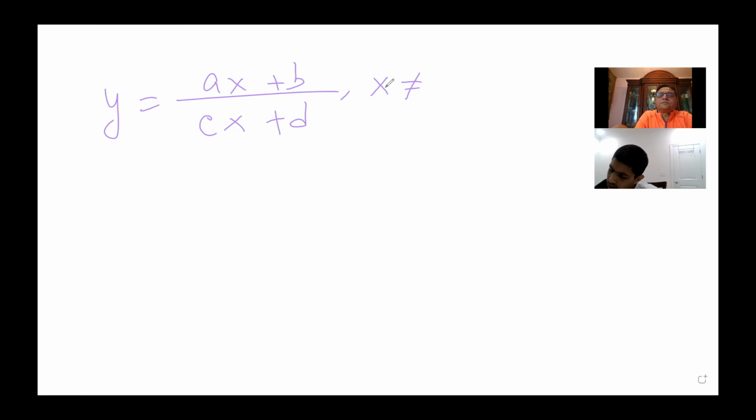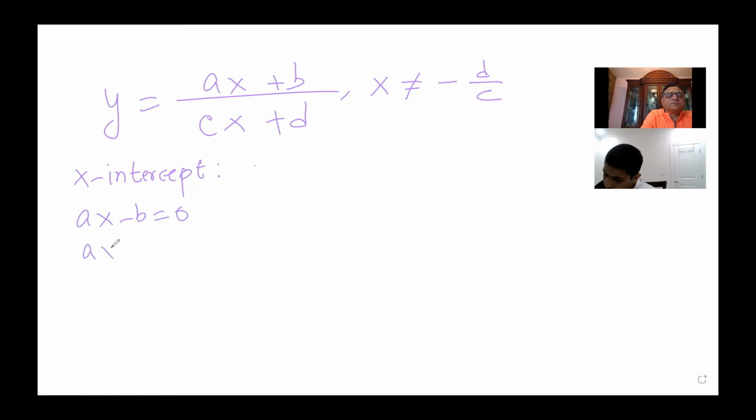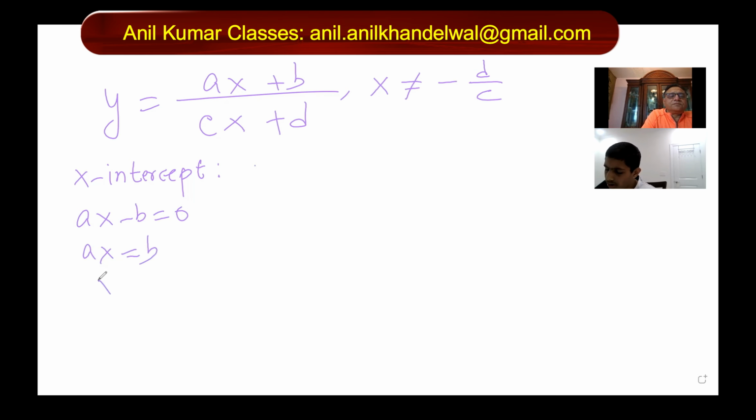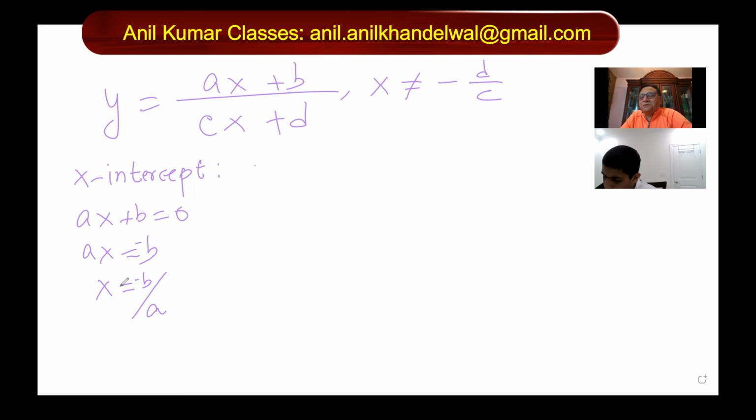Okay, x cannot equal minus d over c. You are right. Now what is the x-intercept? Okay, I got the x-intercept equals minus b over a. Oh, it was plus a. Yeah, you're right. Minus b over a. So x-intercept is minus b over a, right? What is the y-intercept?